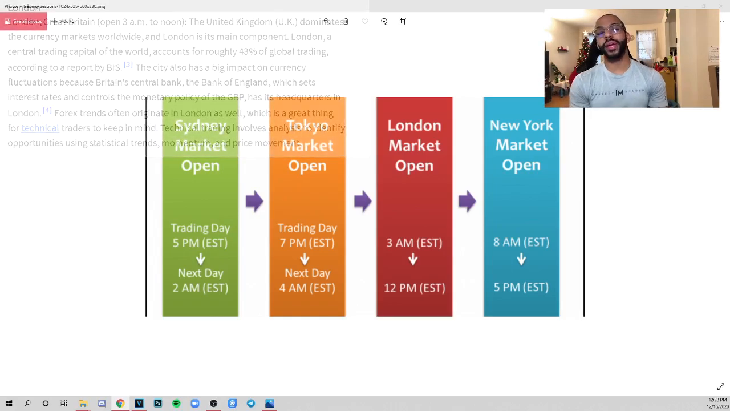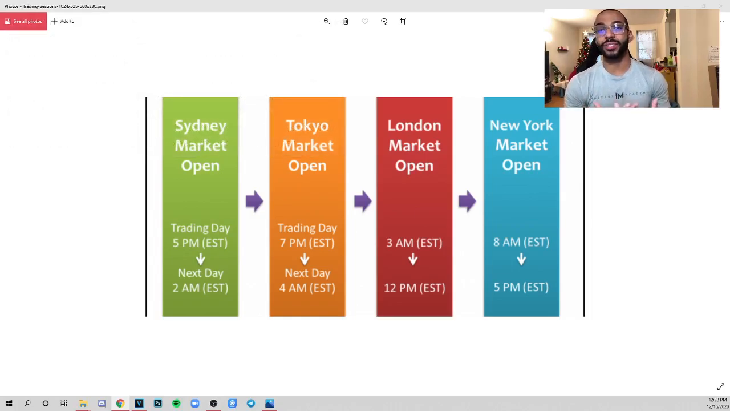Now, why is this? Well, it's more than likely because London is actually the trading center of the world. It's the trading capital of the world. A lot of people didn't know that. Most people, when they think of trading, they think of New York because they think of the New York Stock Exchange. But we're not talking about trading stocks. We're talking about trading Forex.